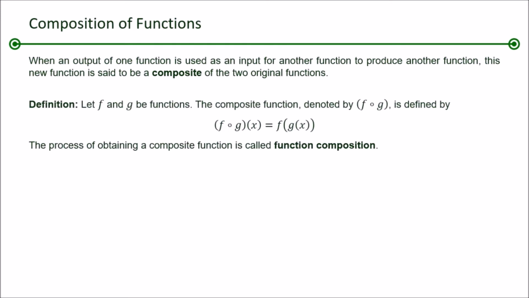Definition. Let f and g be functions. The composite function denoted by f of g is defined by f of g of x, which is equal to f of g of x, wherein g of x is inserted inside f of x. The process of obtaining a composite function is called function composition.